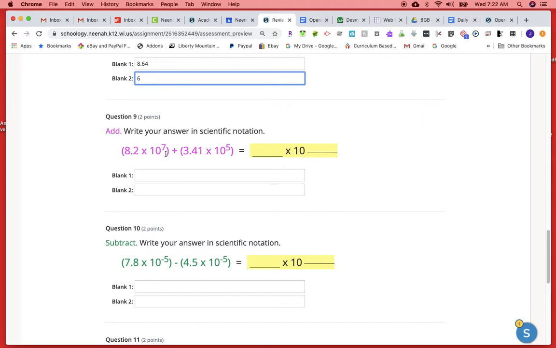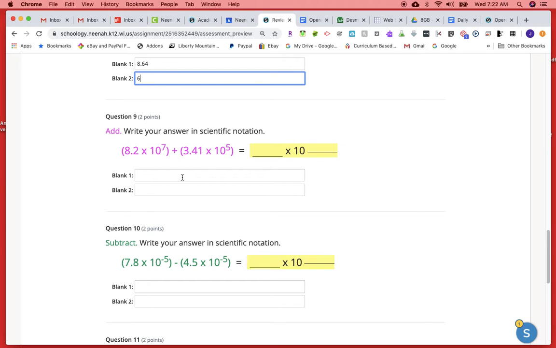We're looking at our exponents of 7 and 5. We want to change this 5 to match the 7. So here we go. We have 8.2 times 10 to the 7th plus 3.41 times 10 to the 5th. And tell you what, I'm going to move this 7 to our lower one, just to show you we can get the same exact answer, just going to be an extra step.